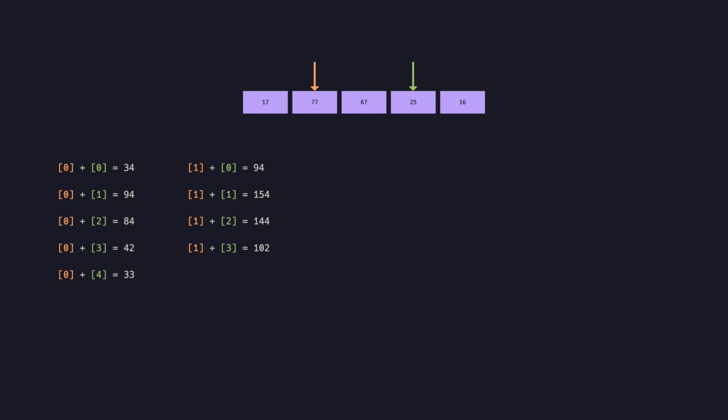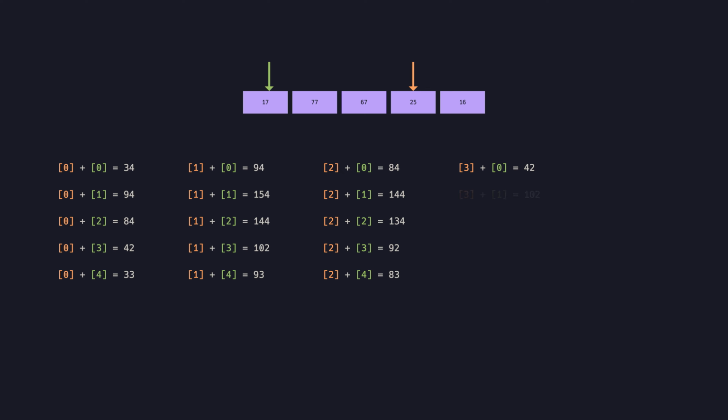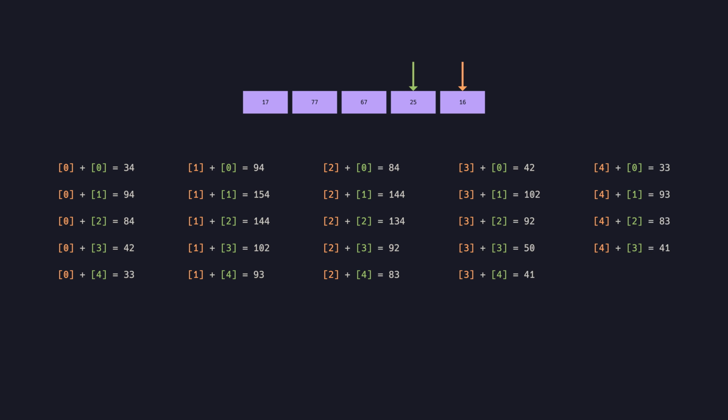Let us now look at a different requirement. For a given array, we need to calculate the sum of every pair of elements in the array. Here, the two arrows keep track of the two elements for which we are calculating the sum. We iterate through each pointer and calculate the sum of values indicated by the pointers. We end up with n square sums.